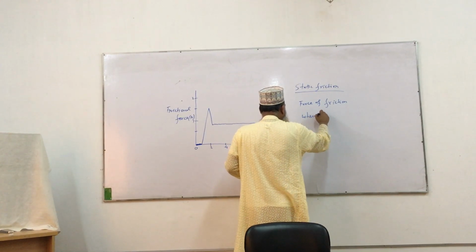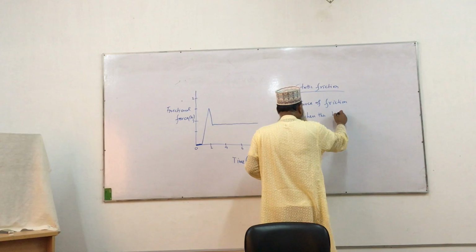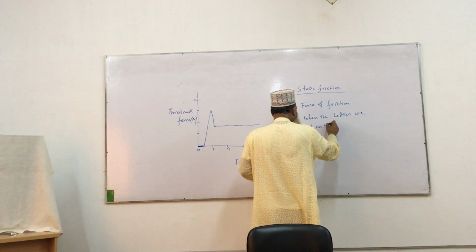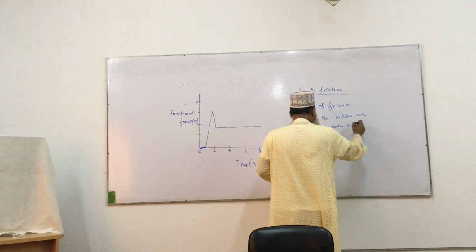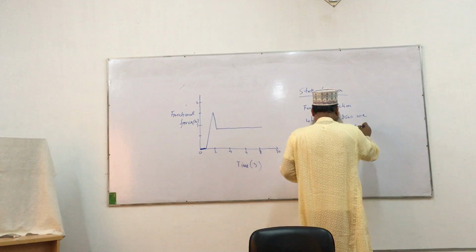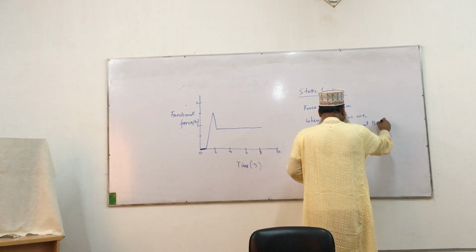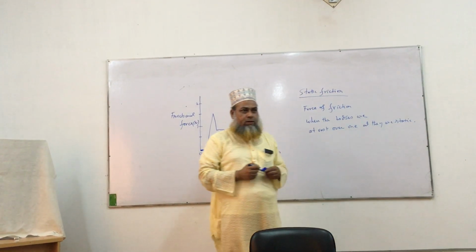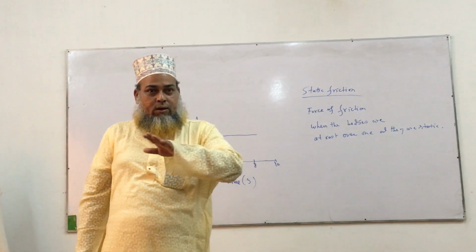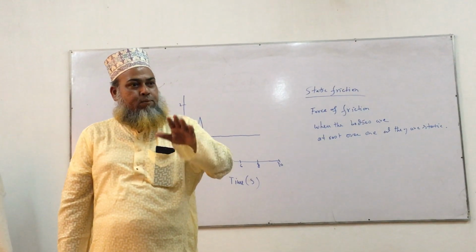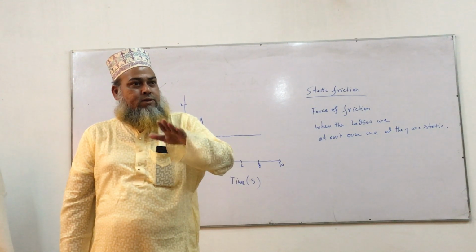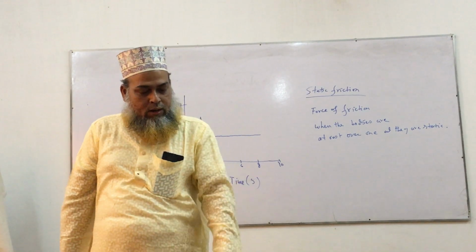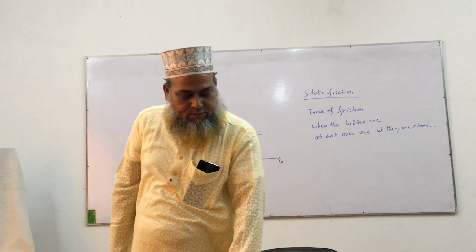The bodies are at rest over one another and they are static. That means you have the table, and over the table there is a block. The block is sitting just still. Even then there is a frictional force, and that force is called static friction.